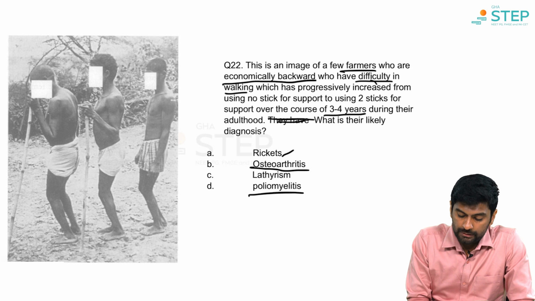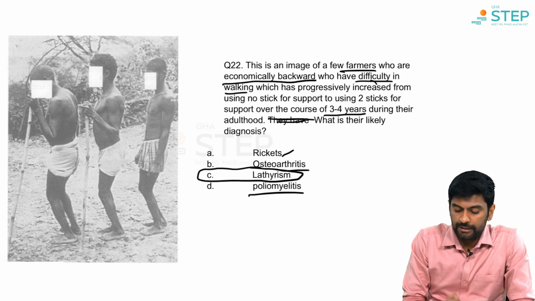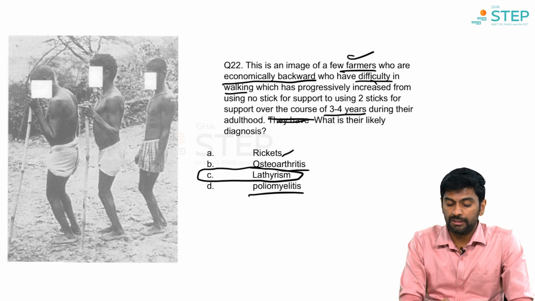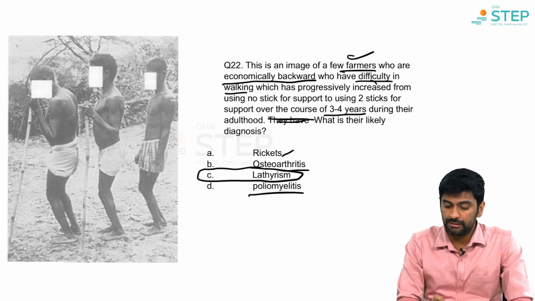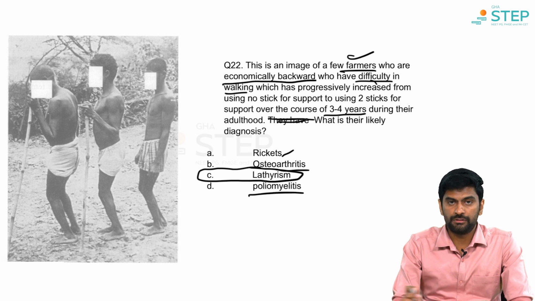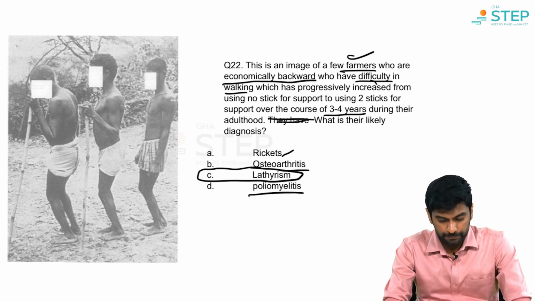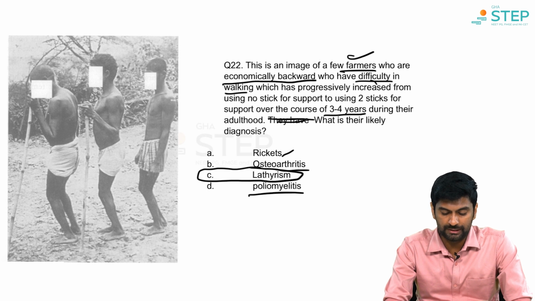So, what we can consider is lathyrism, wherein they are consuming kesari dal, wherein farmers consume it because it is very cheaply available. It's an adulterant as well. So, they have been progressively undergoing all of this issue, which is going to be the neurolathyrism. That's about question 22, it's lathyrism.